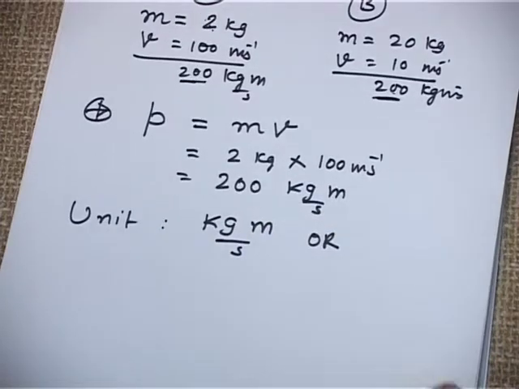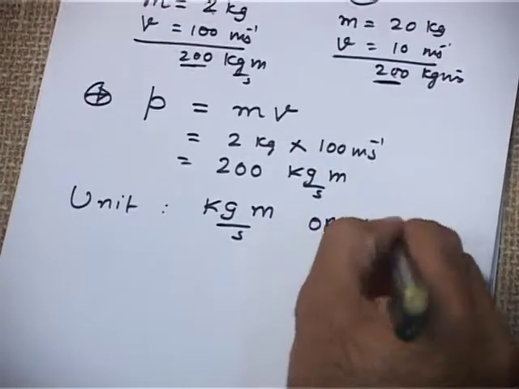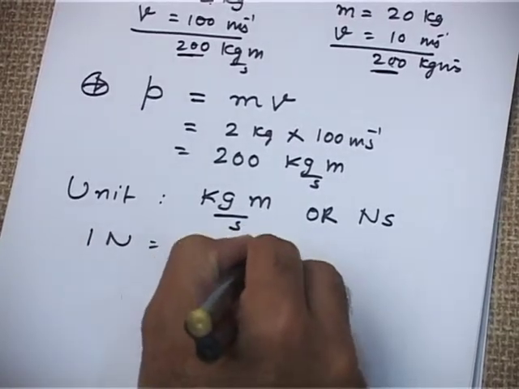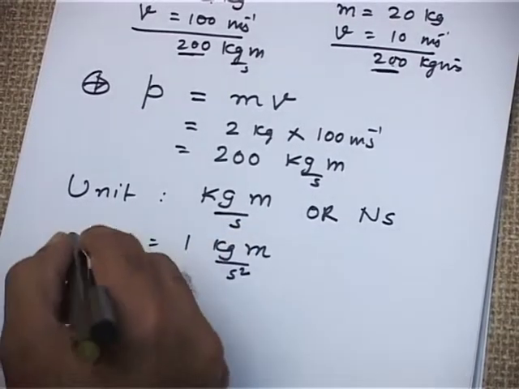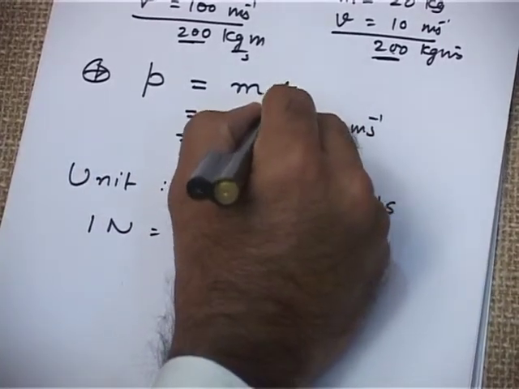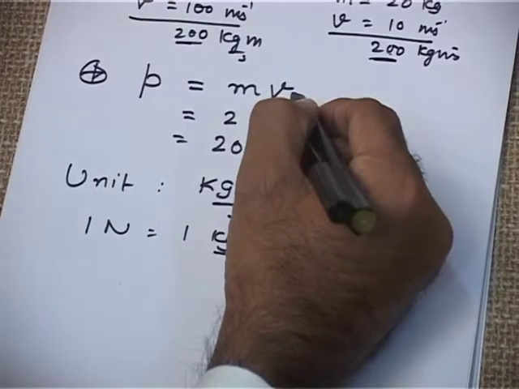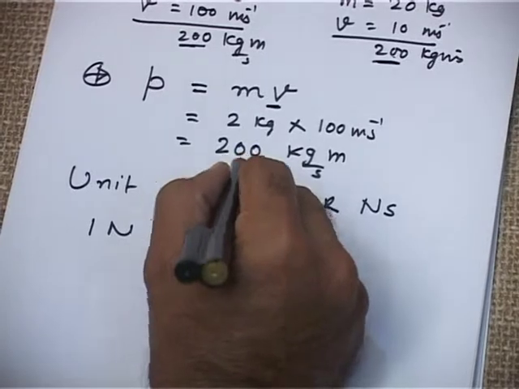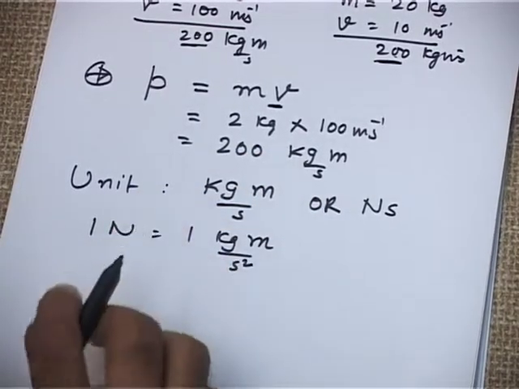We have one more unit of momentum, that is Newton second, because 1 Newton is 1 kg meter per second square. So momentum is mass into velocity. I want to stress the fact that the velocity here that we're talking of is instantaneous velocity, right? So momentum is mass into instantaneous velocity, and the unit is kg meter per second.